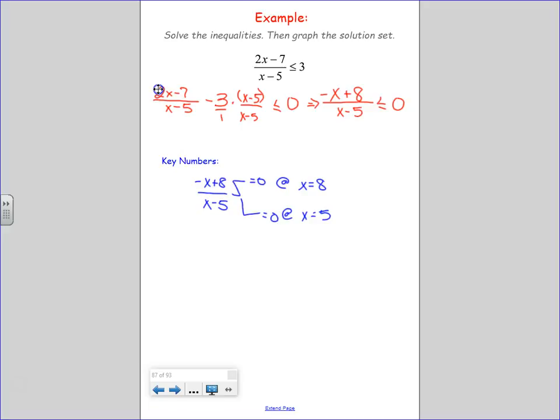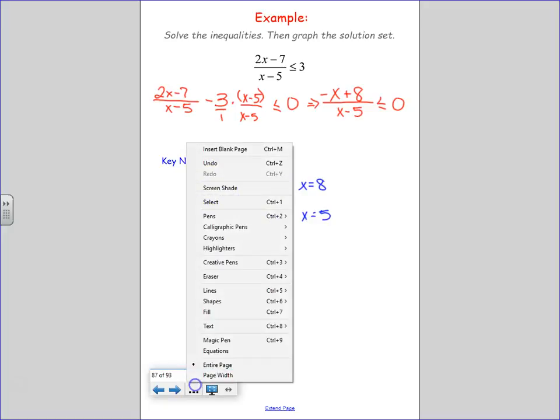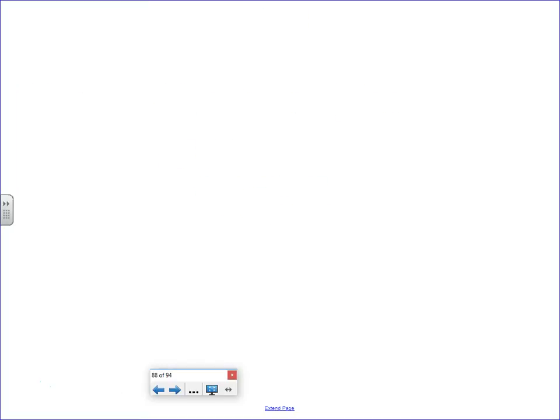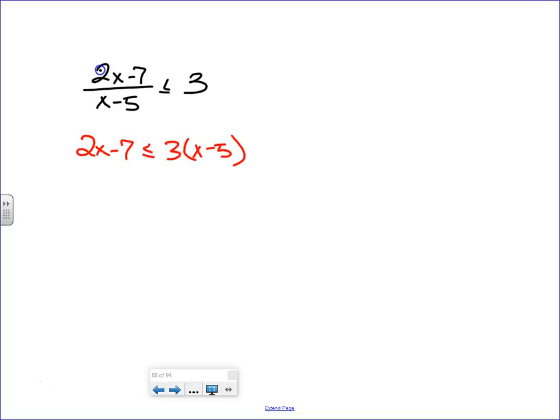Now, I should take a second. I'm going to show you, because a lot of you are asking, why don't we just multiply in the beginning? All right, so just real quick, I'm going to delete this page. What was there in the beginning? 0 minus 7 over x minus 5. Oh, I wrote it wrong. Less than or equal to. Okay, some of you were saying, just multiply. Okay, just multiply. 2x minus 7 less than or equal to 3 times x minus 5. 2x minus 7 less than or equal to 3x minus 15.